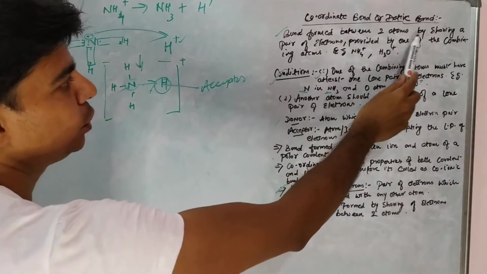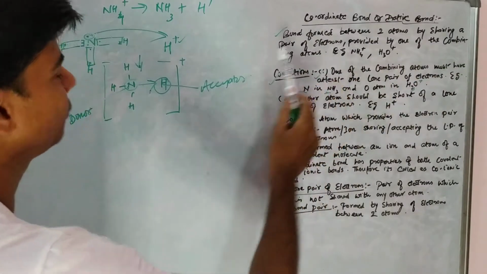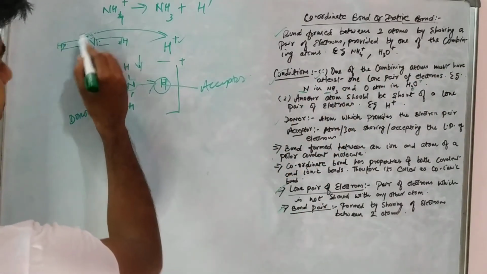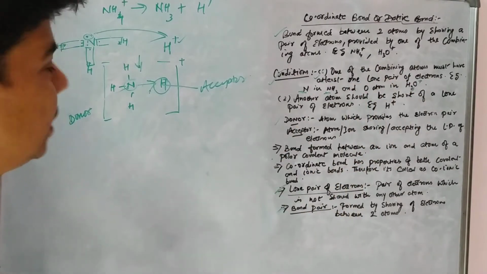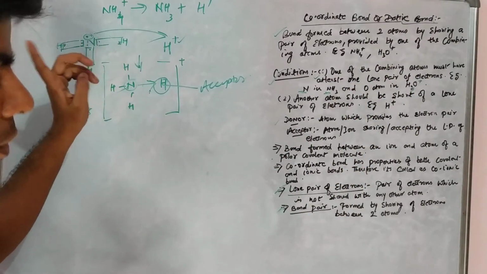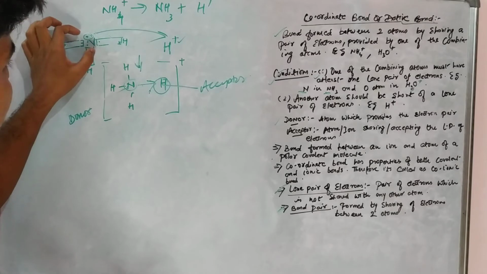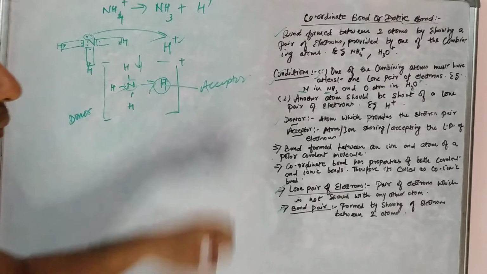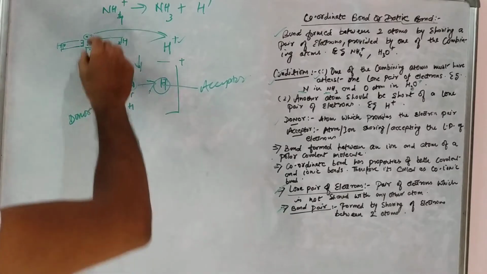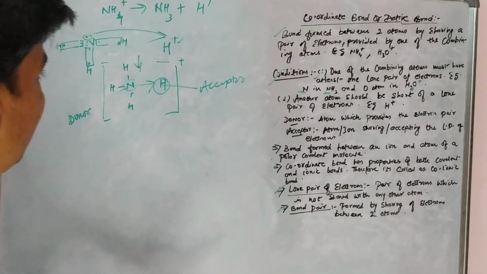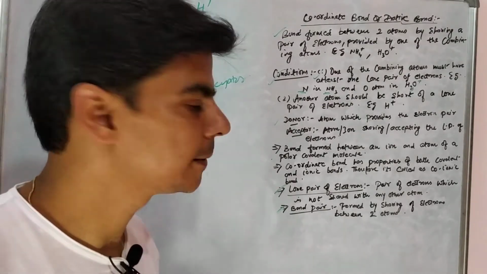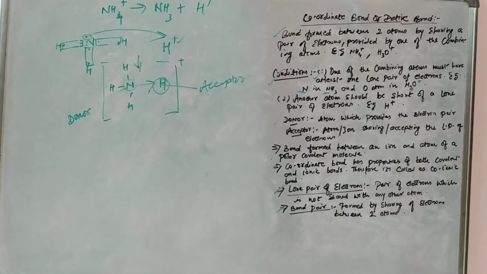Bond formed between two atoms by sharing a pair of electrons, right? This was the pair of electrons provided by one of the combining atoms. Here, one of the combining atoms that provided the shared pair of electrons was nitrogen, right? And afterwards this shared pair of electrons would be shared by both the combining atoms, right?